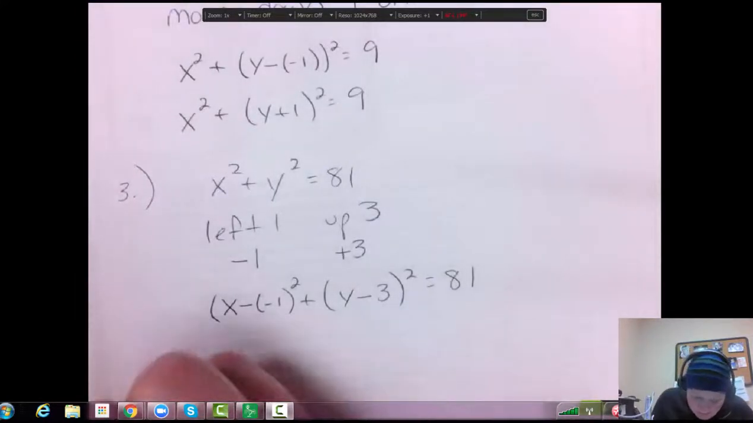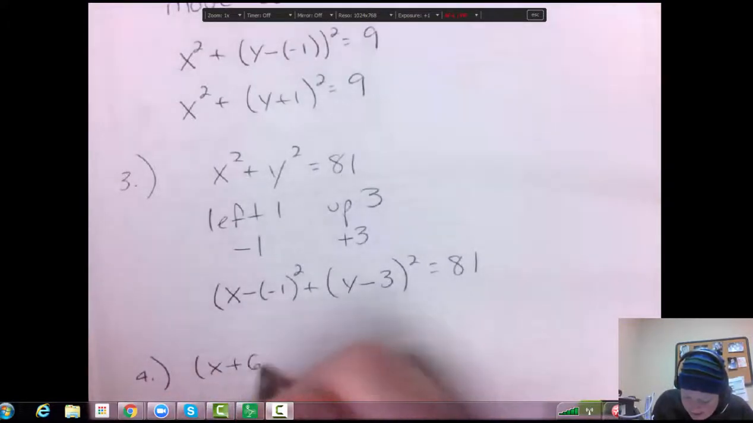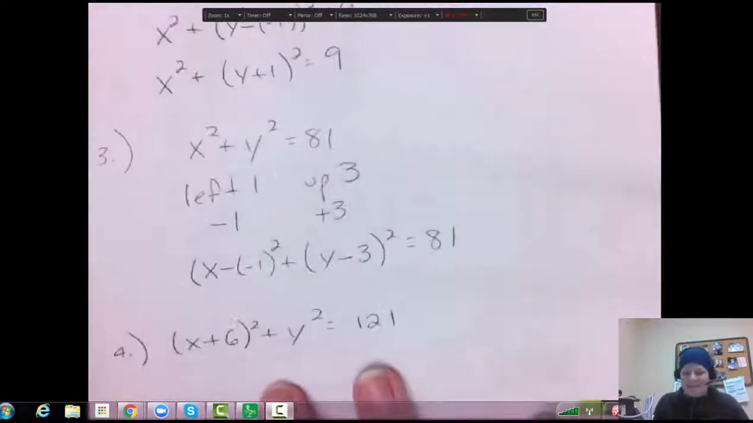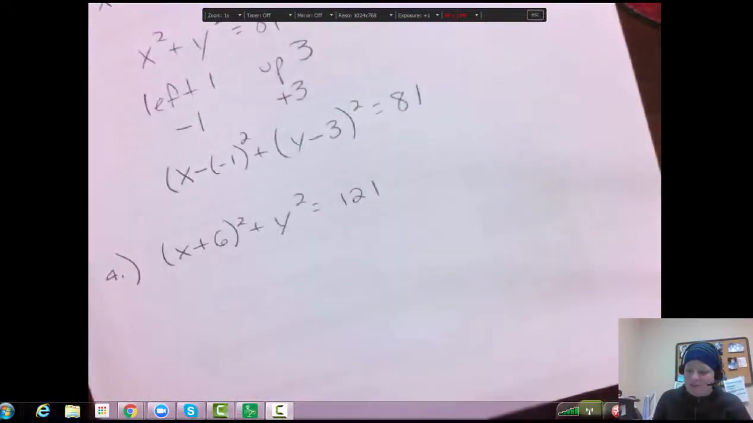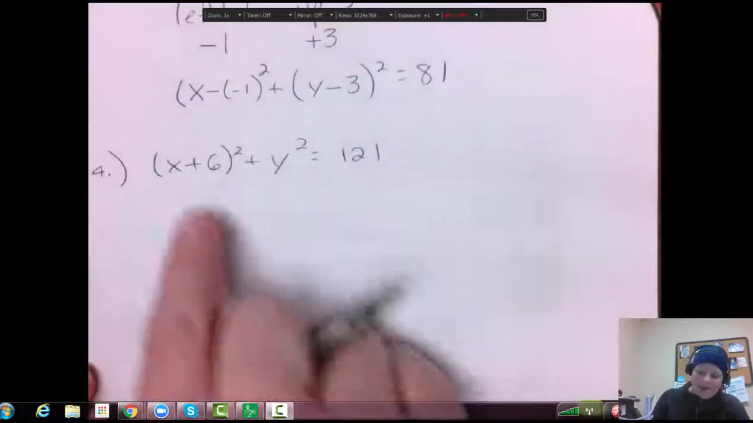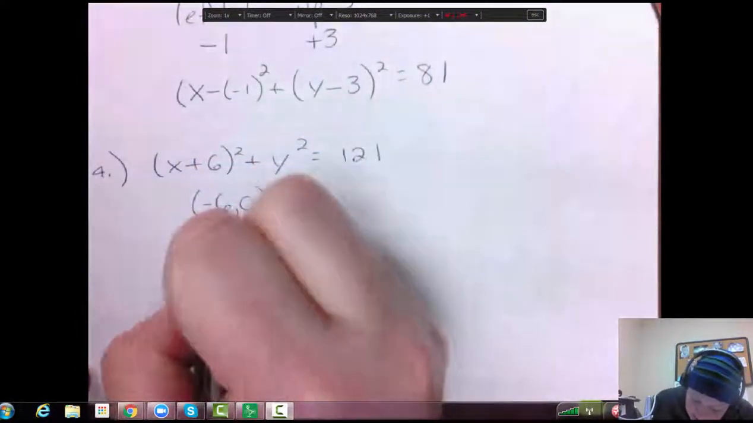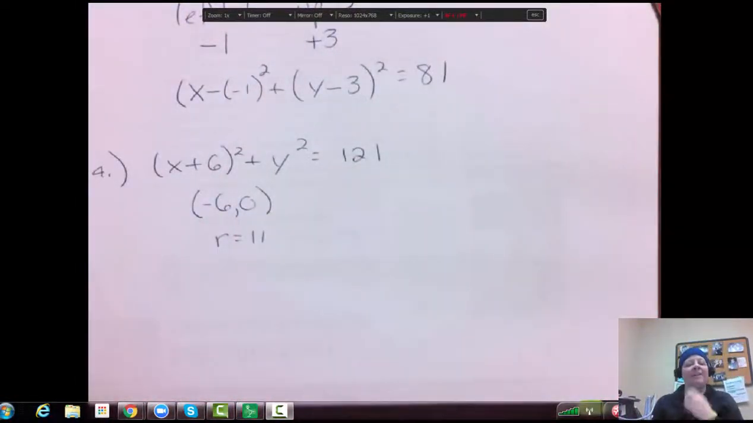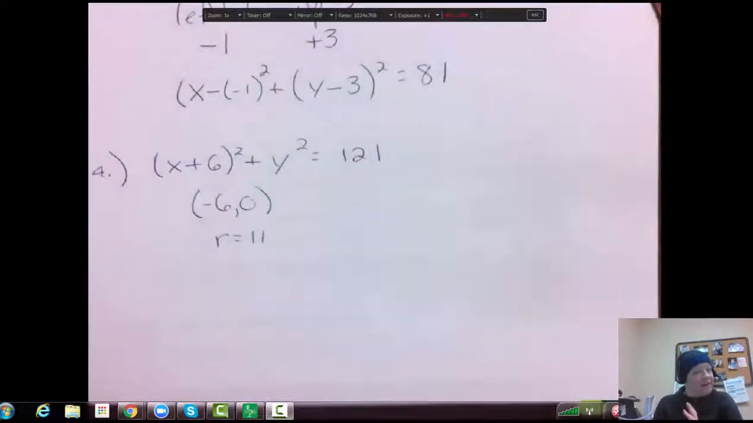And they can ask you easy questions too. They could say, okay, what if I have this circle? What is the center of this circle from the equation? Okay, the center is opposite, so it's -6, 0. And what is the radius? It's the square root of this number, so it could be a decimal. This one happens to be 11, because 11 times 11 is 121. So you could be asked the center and the radius from your equation. Those ones you should find fairly easy.